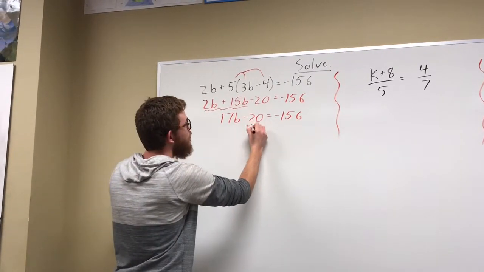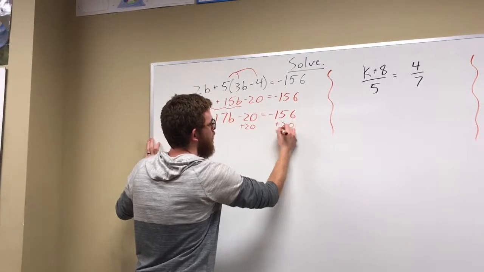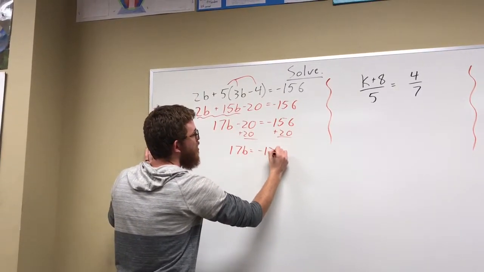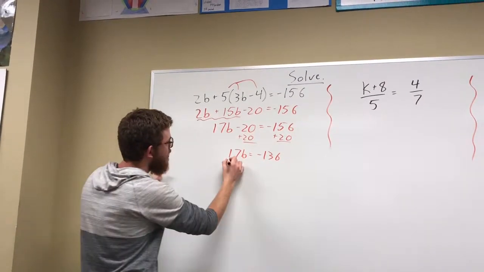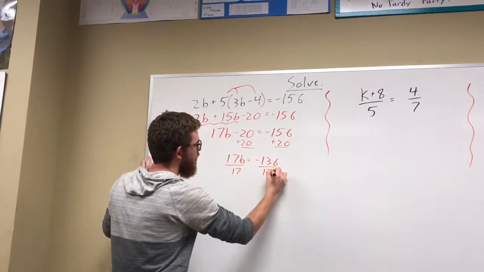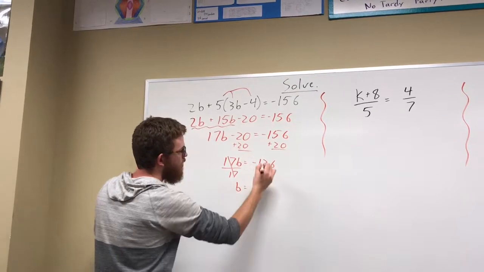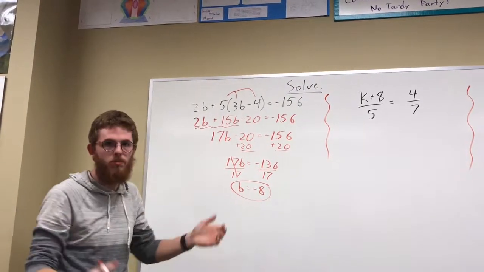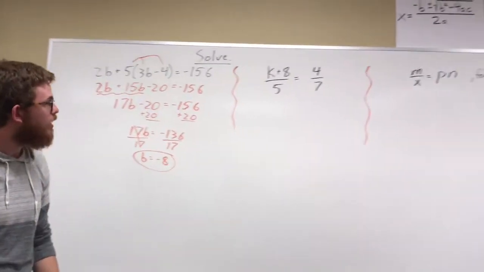I can add 20 to both sides to get 17b equals a negative 136, and then I can divide both sides by 17, and when I divide that by 17 I get a negative 8. So b comes out to be negative 8.